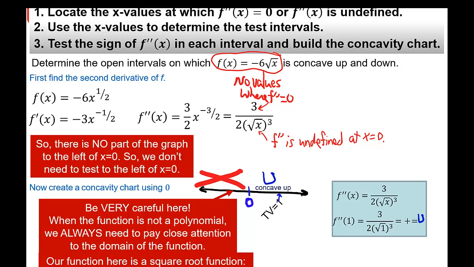So the question, this problem was to find the intervals in which the function is concave up and concave down. And it turns out there's no place where it's concave down. It's strictly concave up on the interval from 0 to infinity. Please go back and look at this problem again and go through it and make sure you understand that when you're not dealing with a polynomial function, the domain issue is extremely important. You simply cannot test a value that's outside the domain of the function. With polynomials, you never have to worry about anything like that. So look at that again and go through it and make sure you understand how that all worked out.